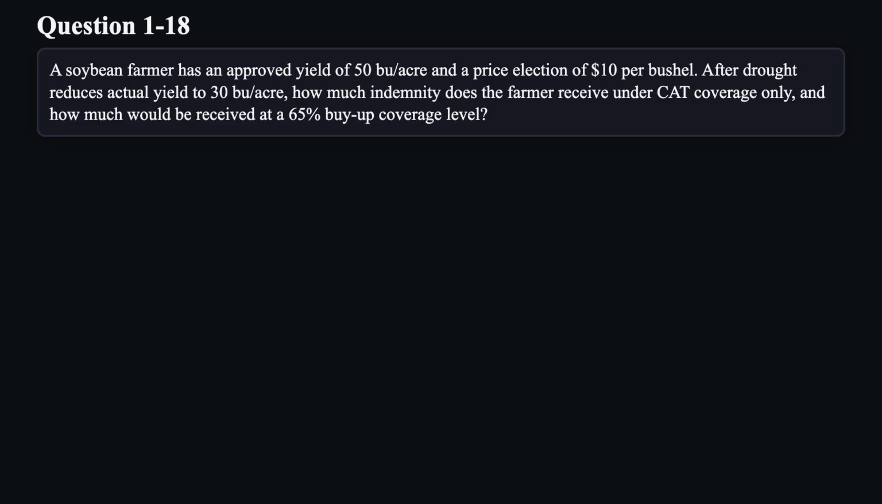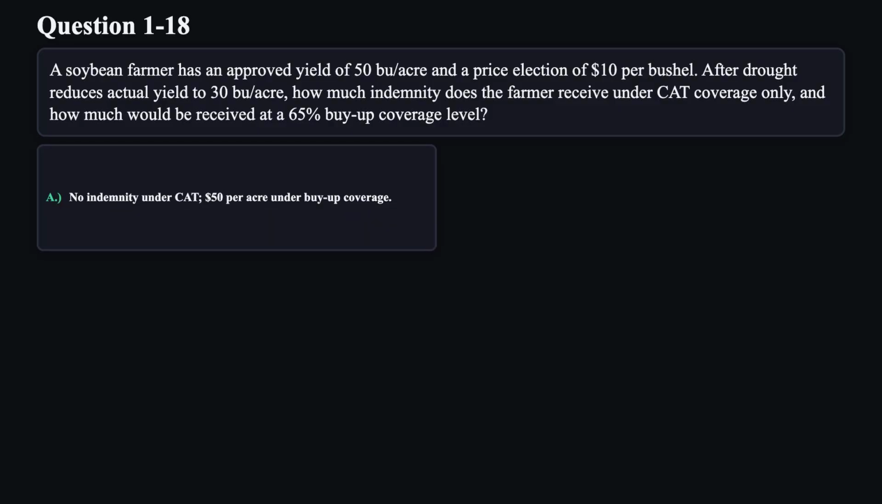Question 18. A soybean farmer has an approved yield of 50 bushels per acre and a price selection of $10 per bushel. After drought reduces actual yield to 30 bushels per acre, how much indemnity does the farmer receive under CAT coverage only? And how much would be received at a 65% buy-up coverage level?